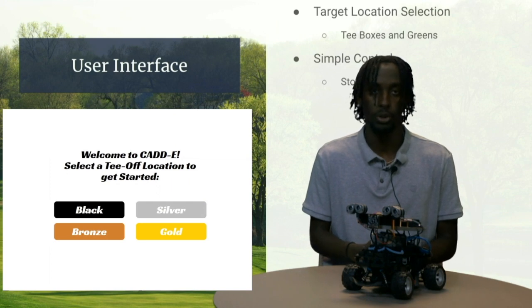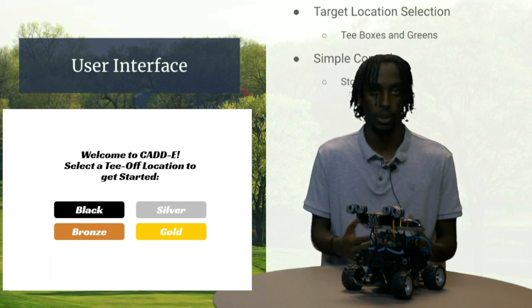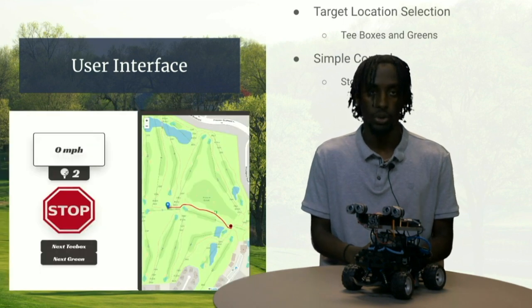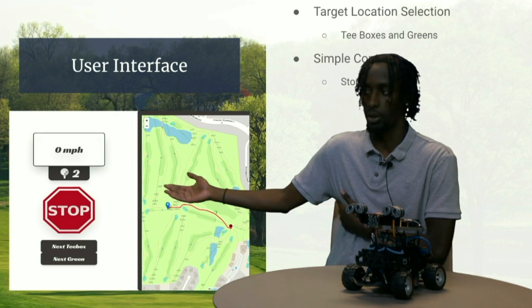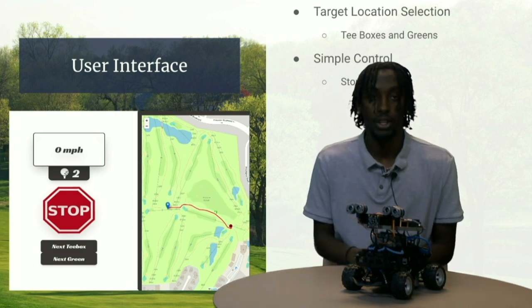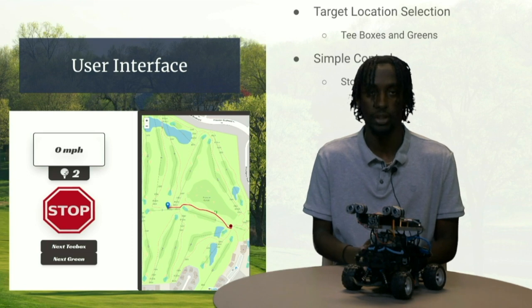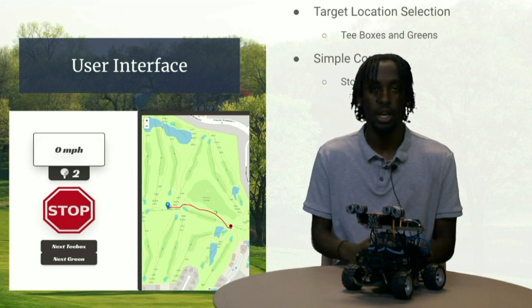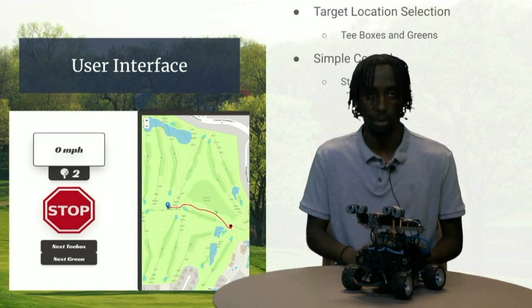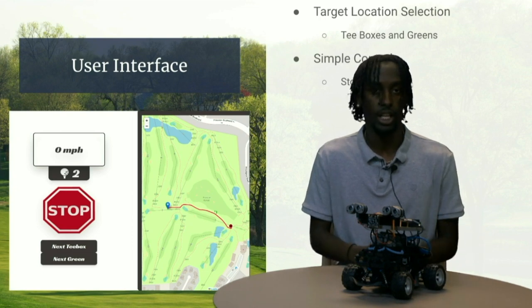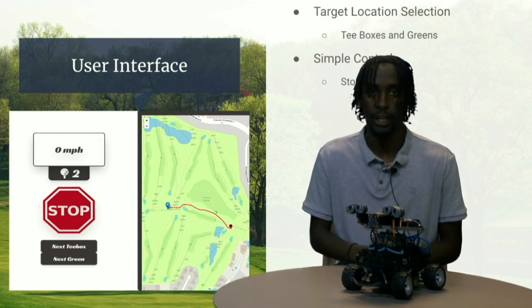On startup, the user is greeted by a welcome screen with the 4 different tee-off locations that they can use for the duration of their golf session. Once the user selects one of the tee-off locations, the screen transitions into the 2 panels you see to the side of me. The left side of the screen displays the information the user needs to have a successful golf session, so that includes the speed of the cart, the hole number, stop and go buttons, as well as a next tee box and next green button.